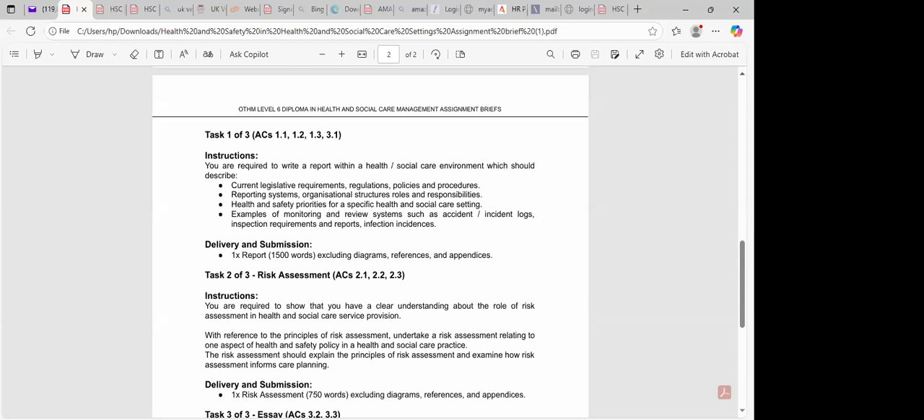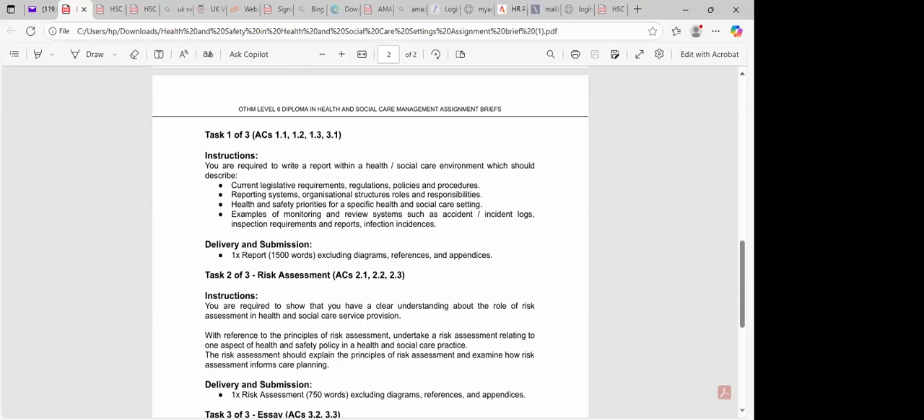So it is there. Look at that. It says give examples of monitoring and review systems such as accident and incident logging. Have you seen that? Yes. Inspection requirements and reports and infection incidences. As a carer, when somebody slips and falls down, where do you report them?